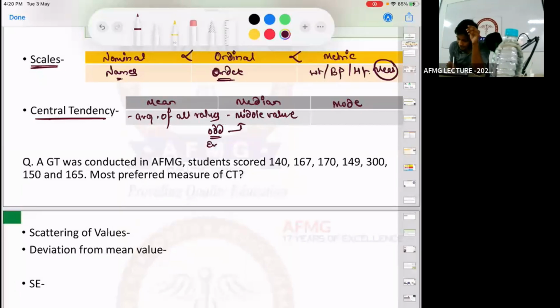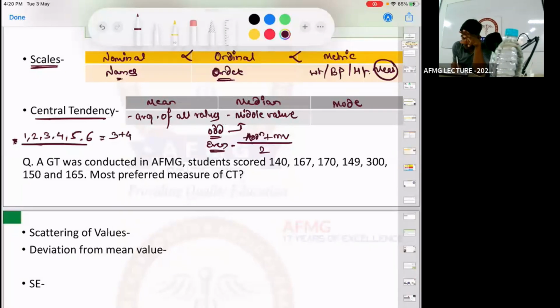But if it is an even number of samples, that means total 6 values are with you. 1, 2, 3, 4, 5, 6. So what should be your median now? It is the addition of the middle 2 values upon 2. So if we have a sample of 1, 2, 3, 4, 5, and 6, right? Even number of samples, right? So here it should be addition of 3 plus 4 upon 2. So it would be 3.5, right?